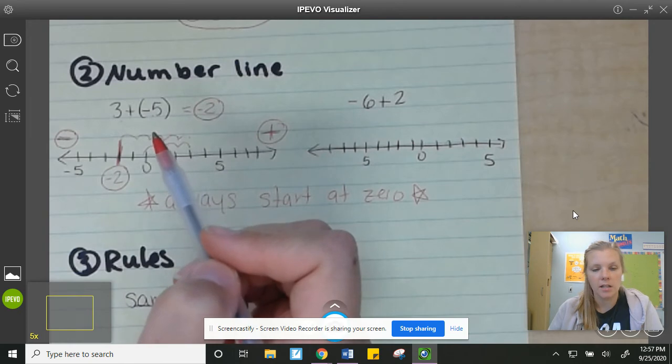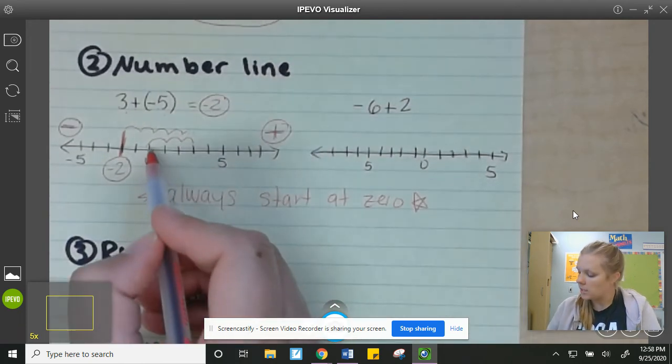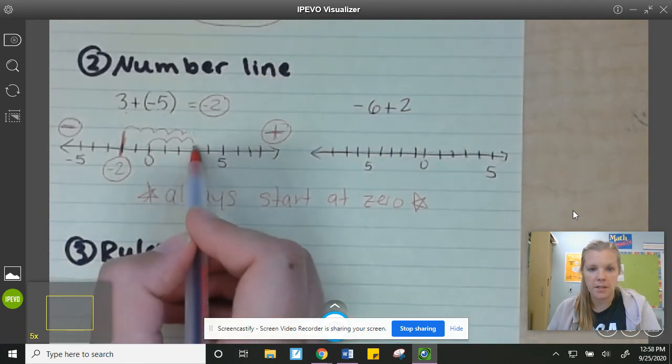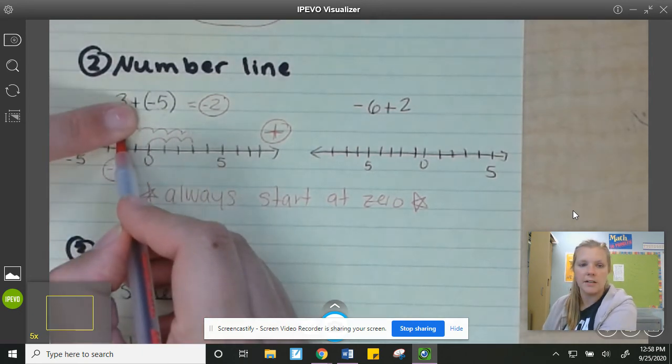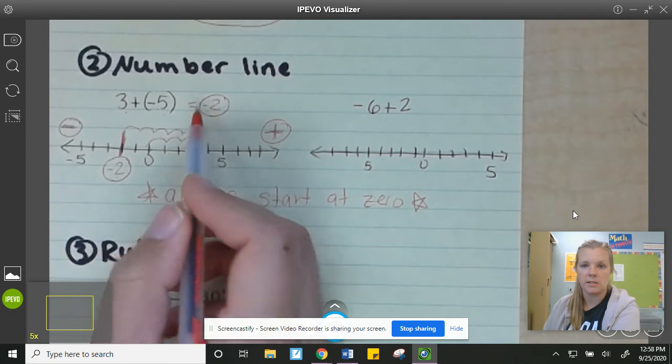So when you're thinking about a number line, these numbers are the directions. They're the boss. They're telling you where to go. So we start at 0. We went up 3 because it was a positive 3. And then we went back 5 because it was a negative 5. And where we land is our answer.